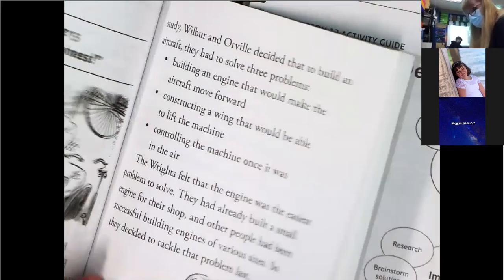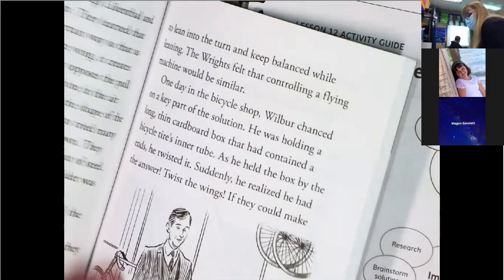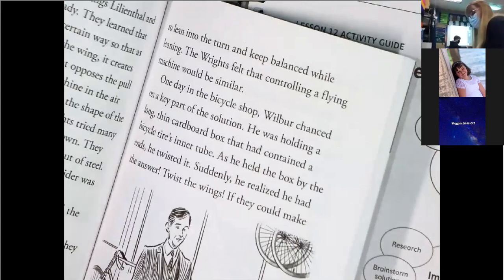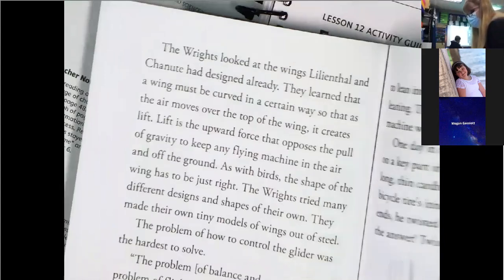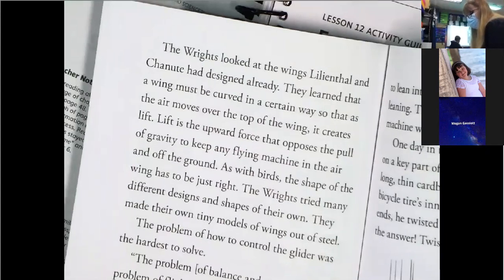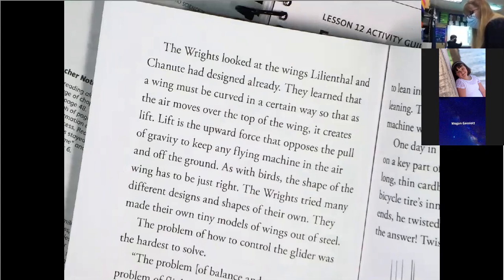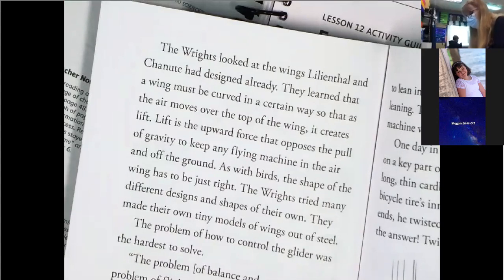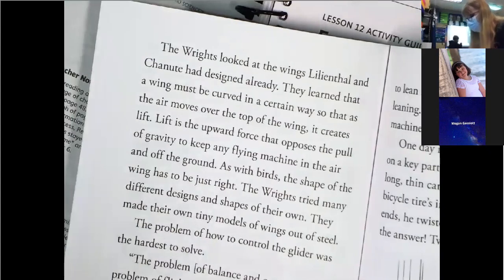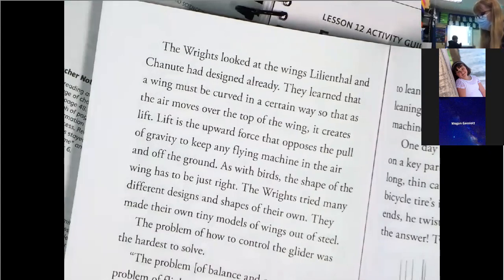Where does it say to keep going? To 47. All right, the Wrights looked at the wings Lilienthal and Chanute had already designed. They learned that a wing must be curved in a certain way so that as the air moves over the top of the wing, it creates lift. Lift is the upward force that opposes the pull of gravity to keep any flying machine in the air and off the ground. So let's see if that fits anything that we've had.